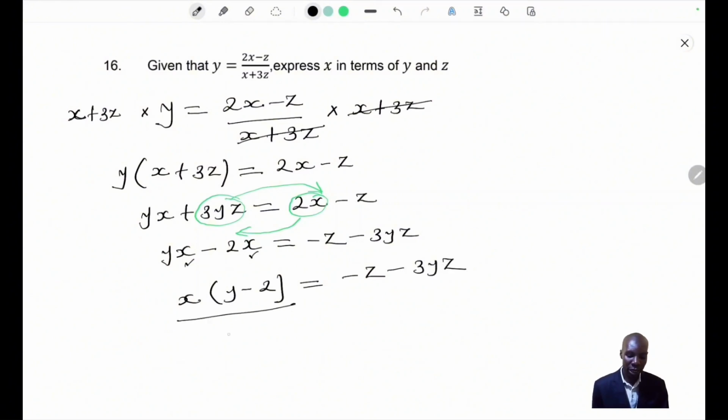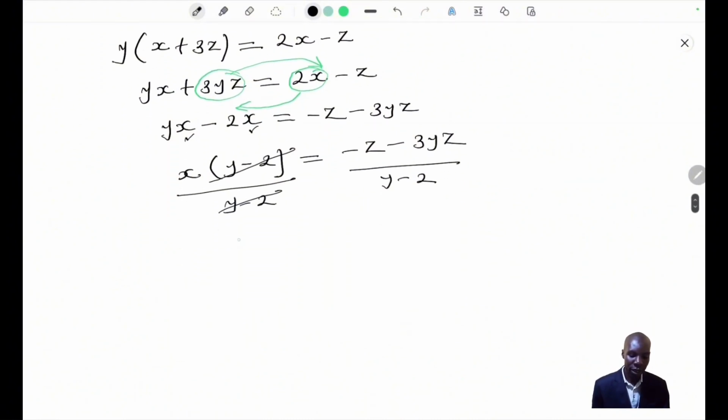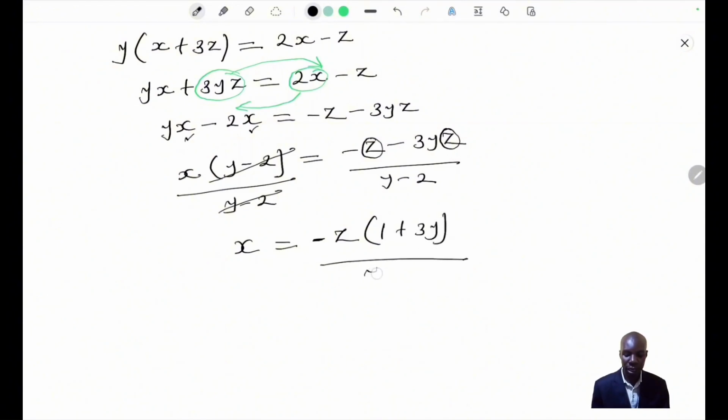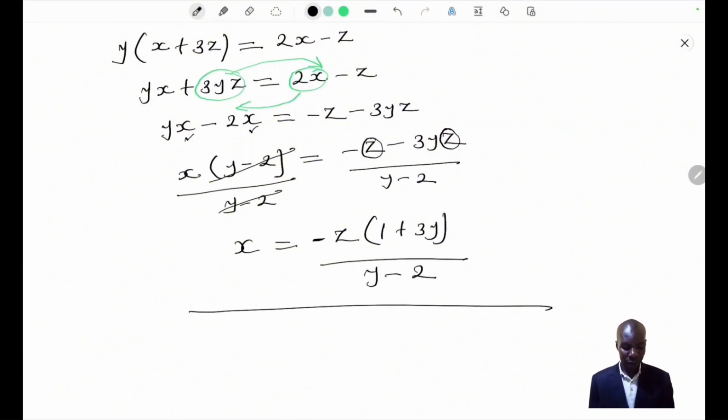So divide both sides by y minus 2. This one cancels out. So x alone is equal to, if you check this, z is common. So we'll have minus z in bracket 1 plus 3y over y minus 2. And that is the answer for that.